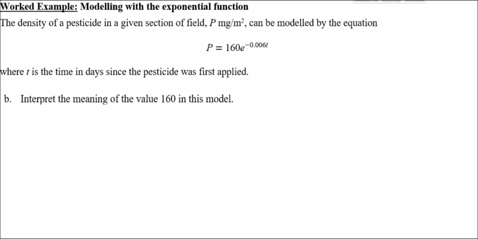Part B, interpret the meaning of the value 160 in this model. Again, quite simple, and the marks on the mark scheme. So the marks next to the question would be a giveaway. This should be a 1-mark question, I can guarantee it. 160 is simply the initial density of pesticide.